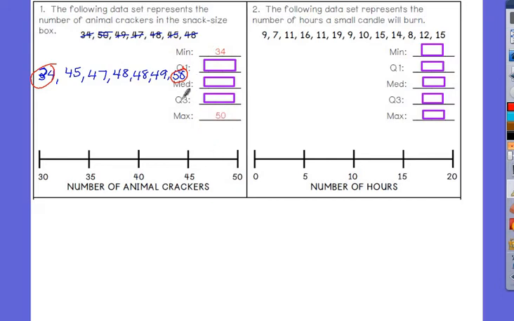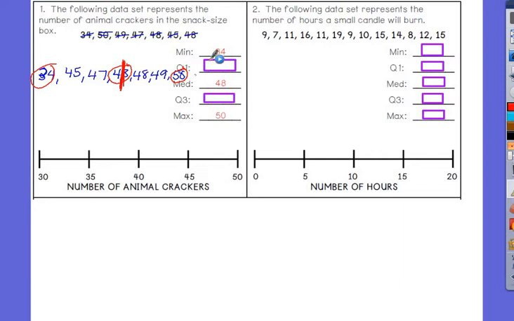Then what do I like looking at? My median. So I'm going to cancel out till I get to the middle. 45, 49, 47, 48. Who's the middle? 48. This 48 right there is my median. So I've gotten 3 numbers. I'm going to draw a line because that's my middle. It just makes me happy.